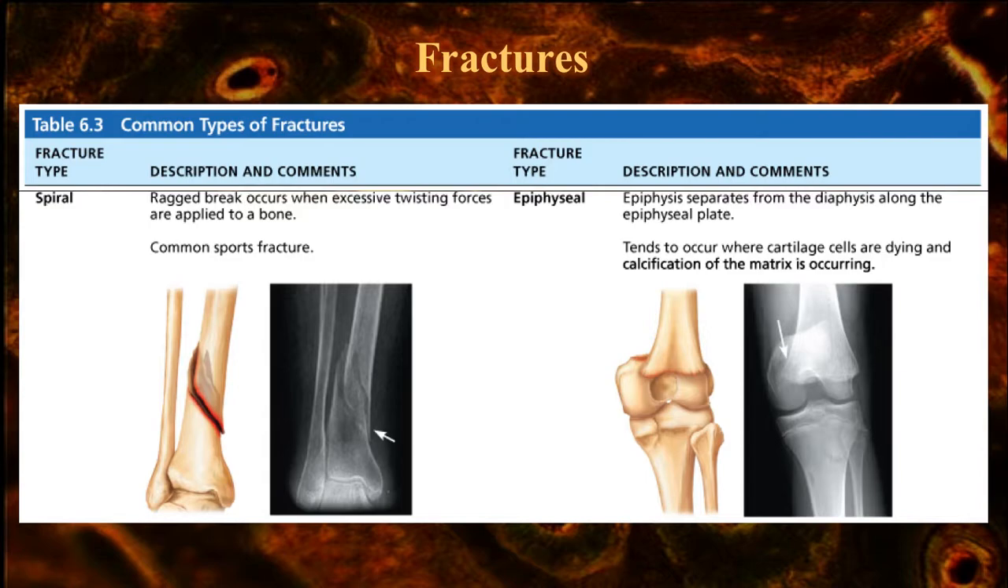So we got a spiral. This is your growth plate fracture that we were talking about, or epiphyseal. It happens more often when the growth plate is still cartilaginous, but it can happen after it's fused together as well. The epiphysis separates from the diaphysis along the epiphyseal plate. Lovely, right? It tends to occur where those cartilage cells are dying, down here at the diaphyseal side, where the cartilage is dying and the bone is replacing it.